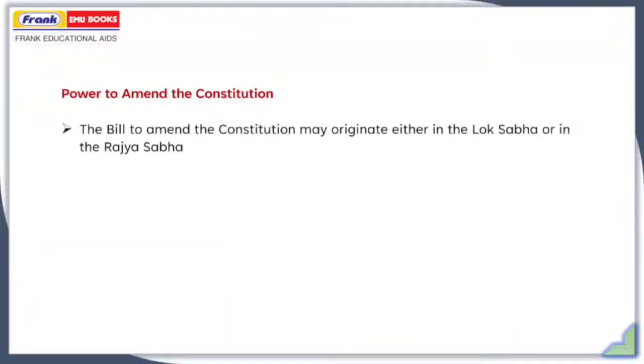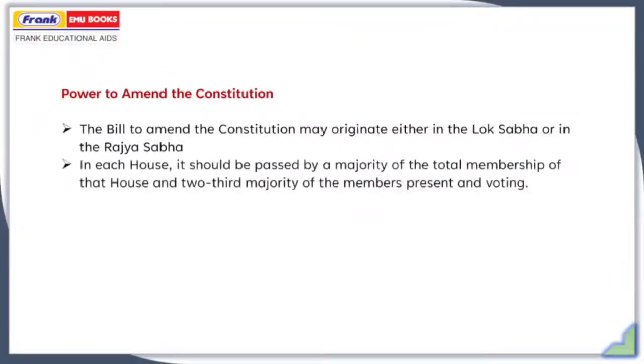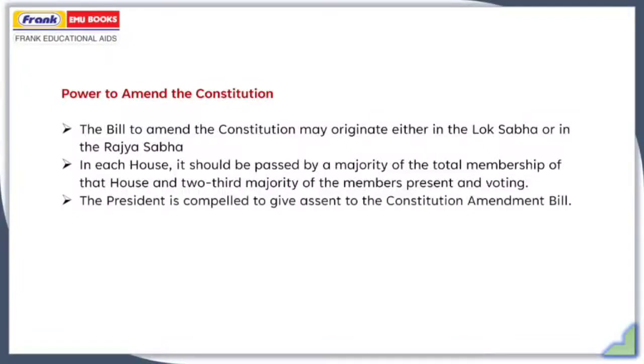The bill to amend the Constitution may originate either in the Lok Sabha or in the Rajya Sabha. In each house, it should be passed by a majority of the total membership of the house and a two-thirds majority of the members present and voting. The President is compelled to give assent to the Constitutional Amendment Bill. It means the President of India cannot reject the Constitutional Amendment Bill which has been passed by both houses of the Parliament.